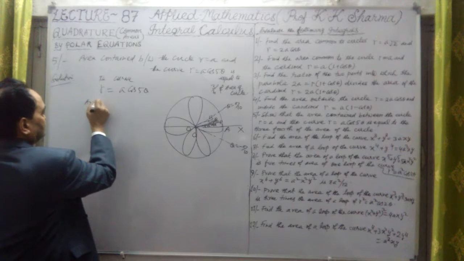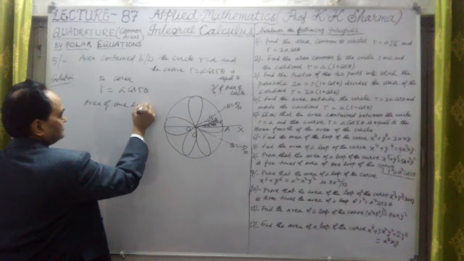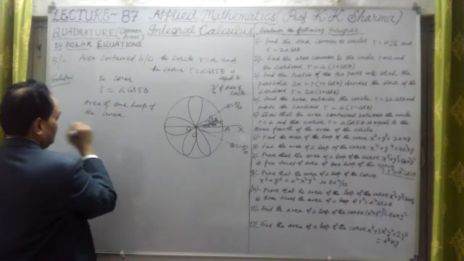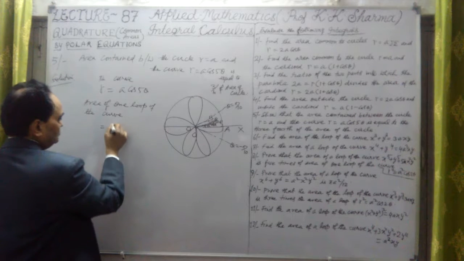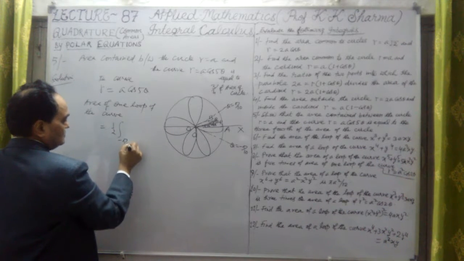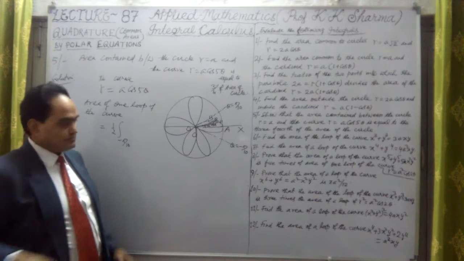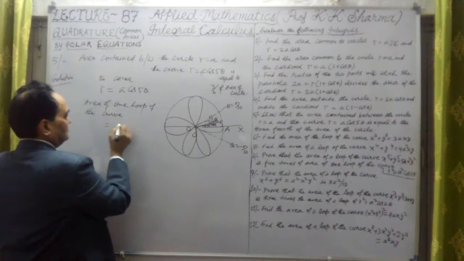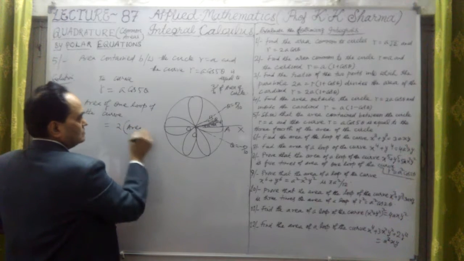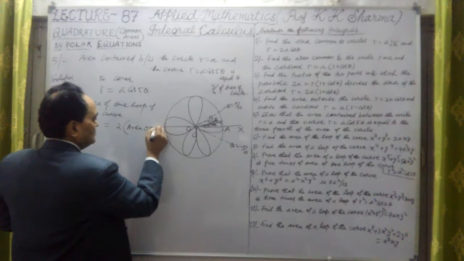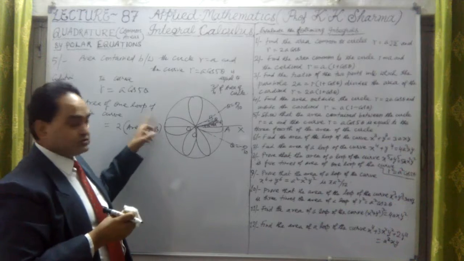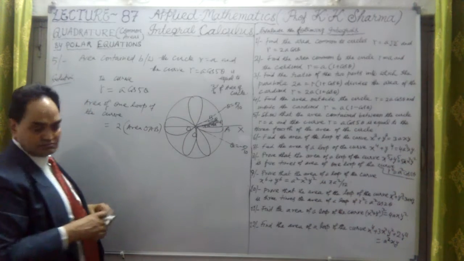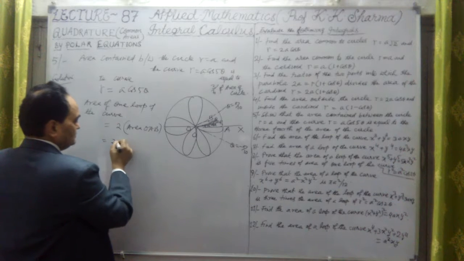So the area of one loop of the curve is, we know, in polar form, given by the integral from minus pi by 10 to pi by 10. Since it is one loop, this is twice the area OAB, that is, twice the area of this half portion, with theta from 0 to pi by 10. The limits we will substitute here.